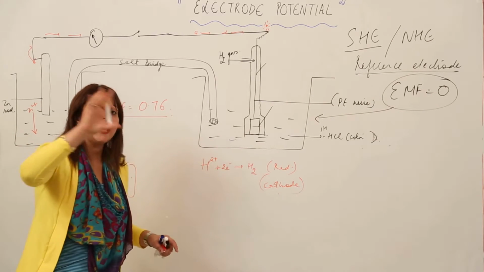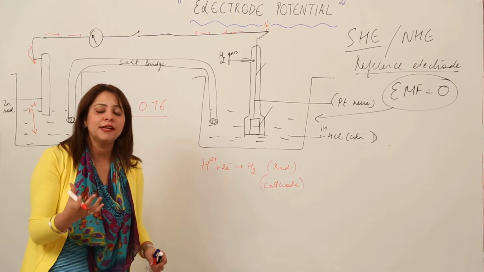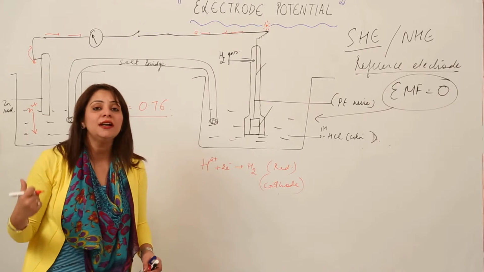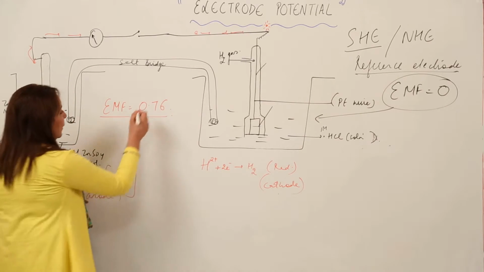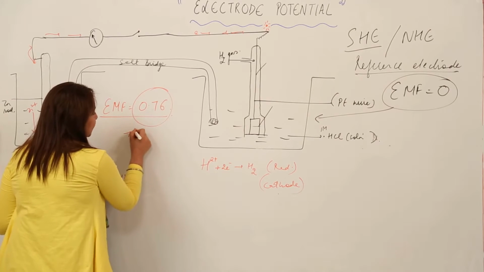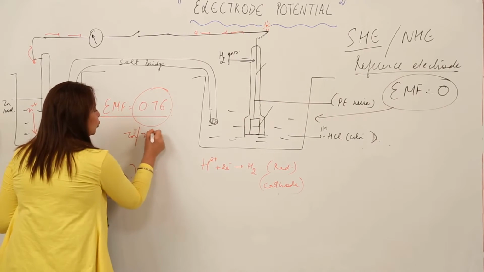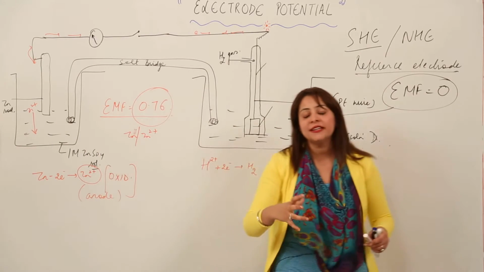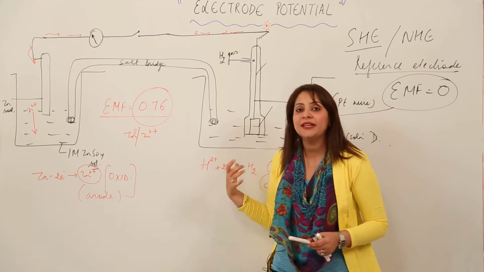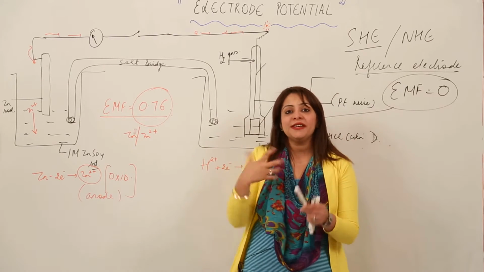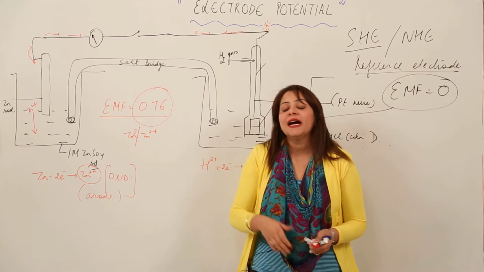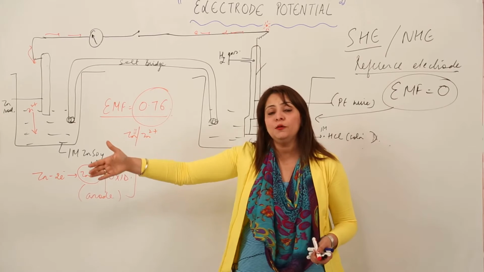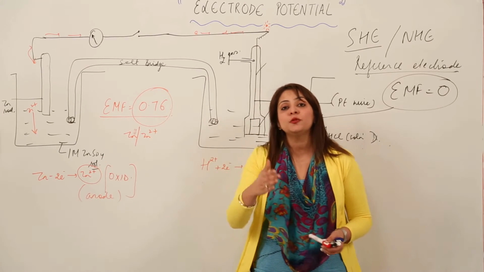The EMF indicated by the cell is just the EMF for the cell which is under investigation. That means this EMF is for the Zn2+ zinc electrode. But what change you have to make in the value of the electrode potential when you connect with the SHE is to prefix the sign accordingly. If oxidation is occurring in the given cell under investigation, the value is going to be taken as negative.